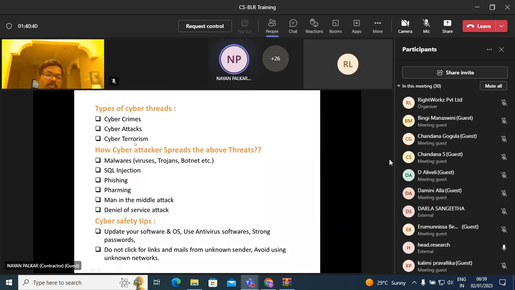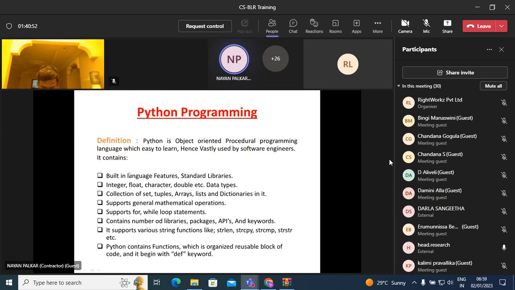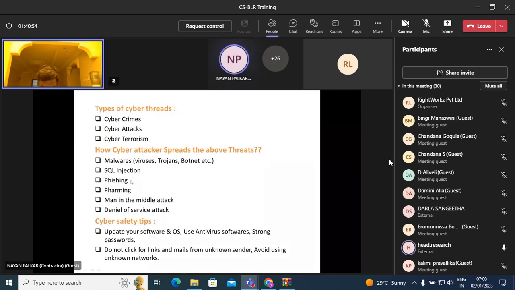Then for the above threats, how the cyber attackers spread: they use malwares like viruses, trojans, and botnets, etc., or they use SQL injection or phishing, pharming, man in the middle attack and denial of service. Through all these, the attacker will attack our computer systems and the data. He will steal the data.